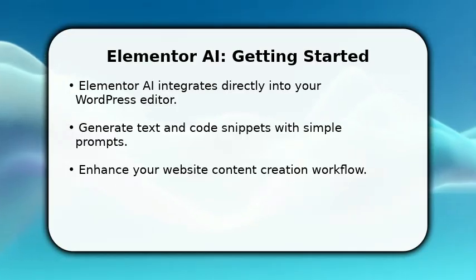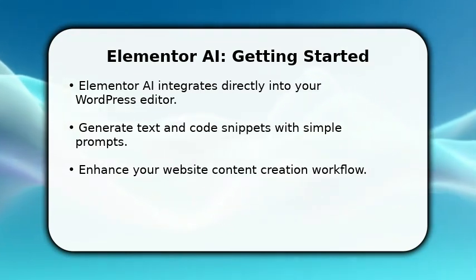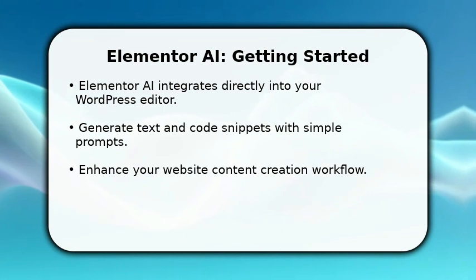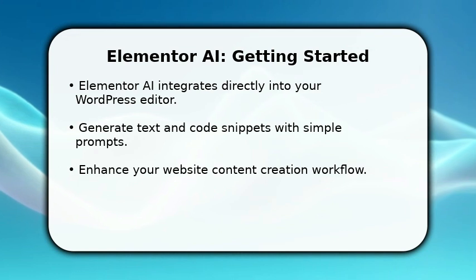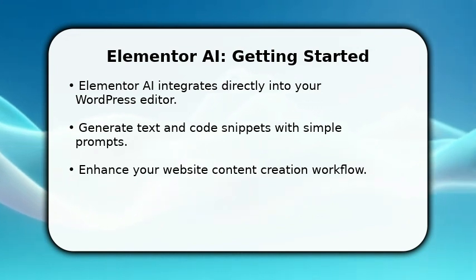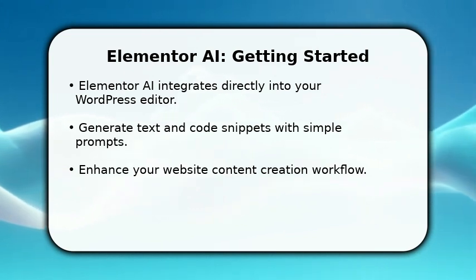In this video, I will explain how to use Elementor AI in WordPress. First, ensure Elementor Pro is installed and activated on your WordPress site. Navigate to any page or post you wish to edit with Elementor. Look for the AI icon within the text editor or widget settings.